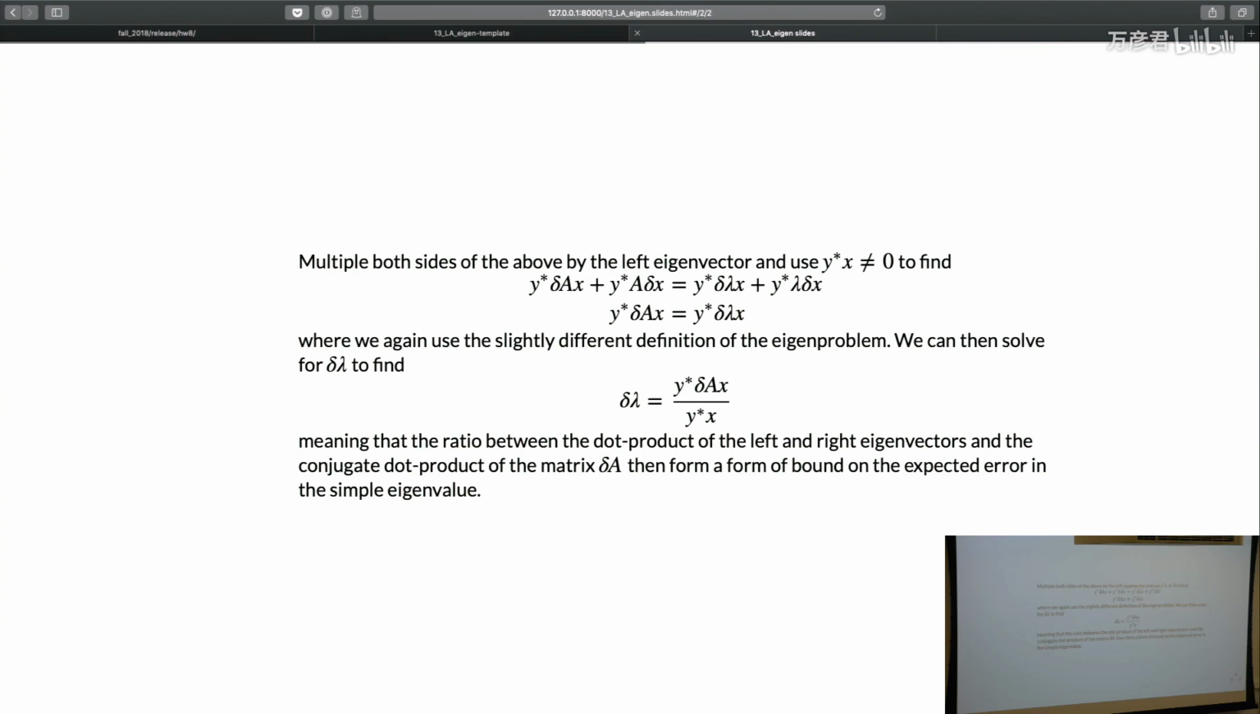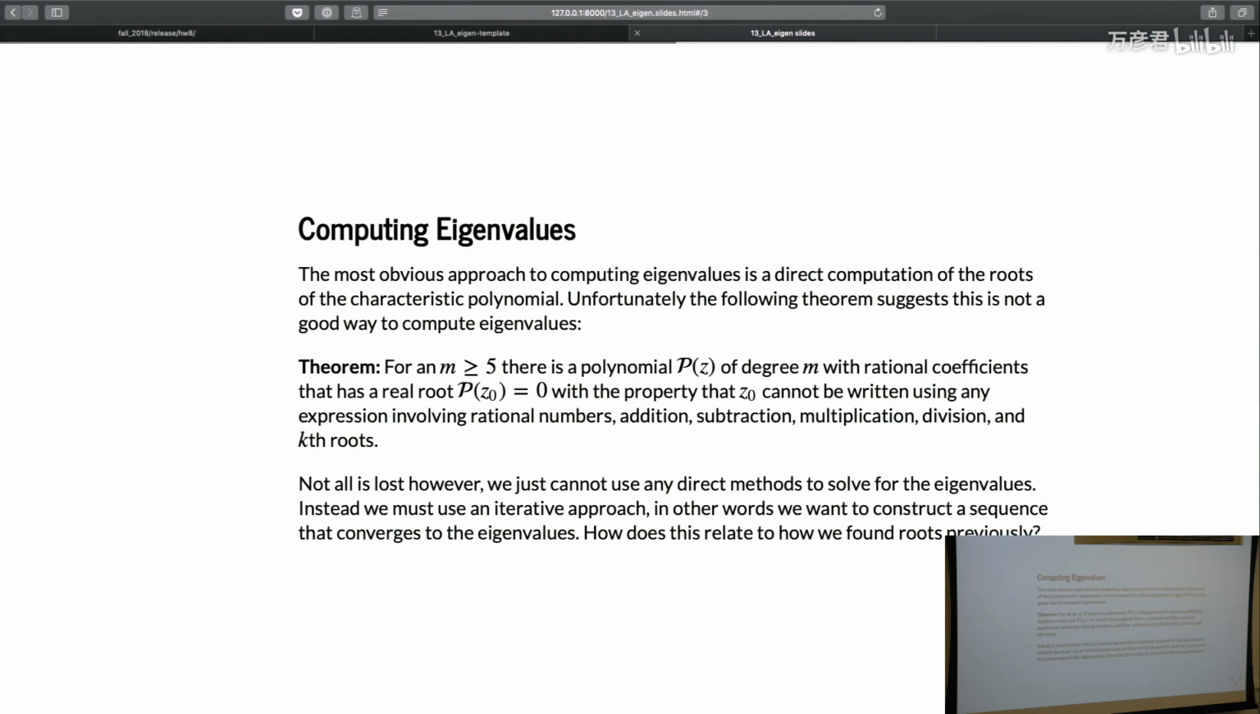All right. So we talked about the condition number. We know how hard the problem is now. We have some idea how to compute that or determine that. Now we want to compute the eigenvalues. Eventually we wanted to do that. And here's where our relationship to finding roots of polynomials comes in. There is a theorem that states that for m greater than or equal to 5, so that's the polynomial order, there is no closed form solution to the roots of a polynomial. Just can't do it.